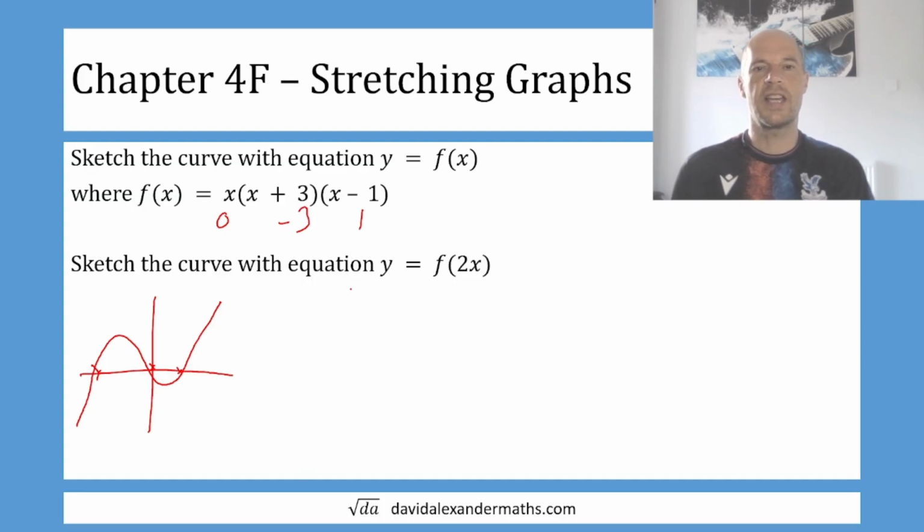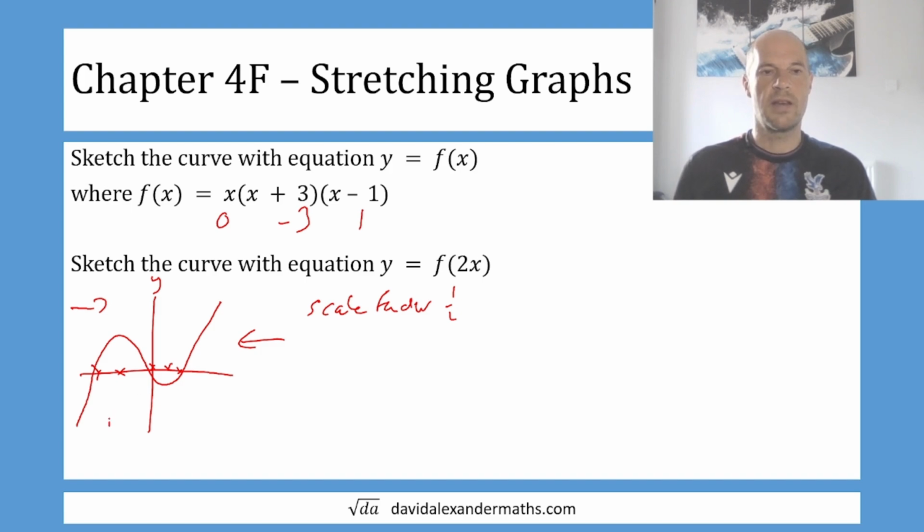Sketch the curve with equation y equals f of 2x. So this is a horizontal stretch with scale factor of 1/2. What that means is we will be squeezing the graph, so everything is going to get closer to the y-axis. So this intercept of -3 will become -1.5. Half of 0 is 0, and the x-intercept of 1 will become an x-intercept of a half. So the maximums and the minimums will still be the same, but everything's just a bit more squashed together. So it will look like so.